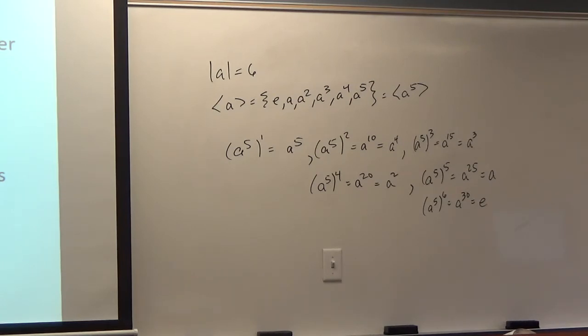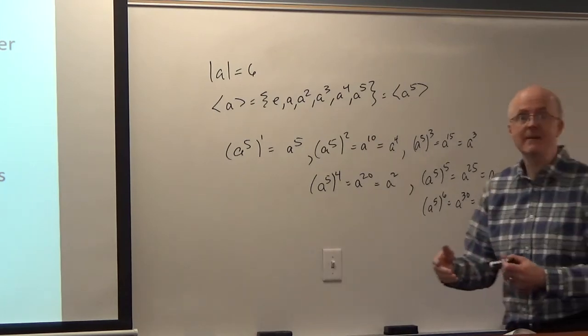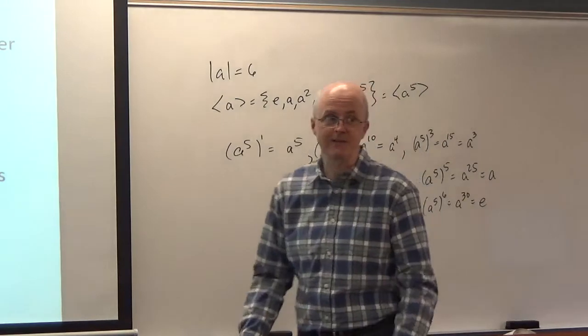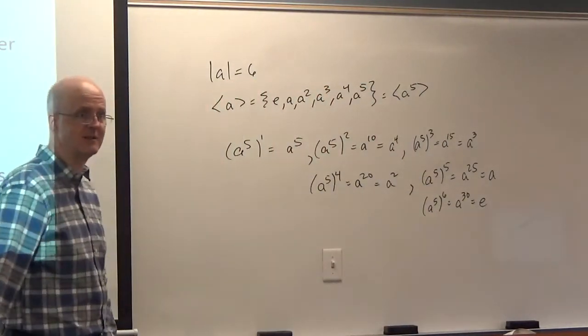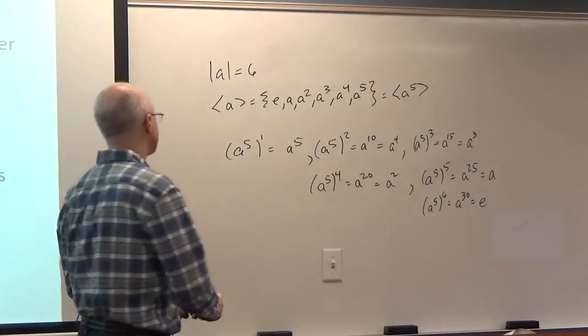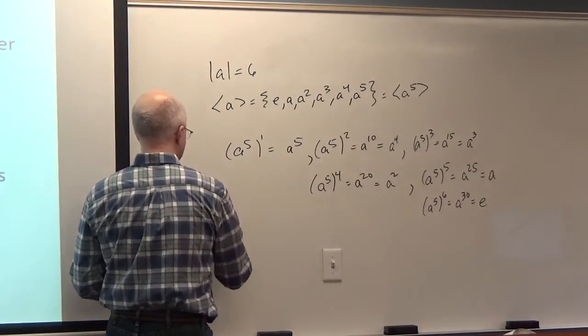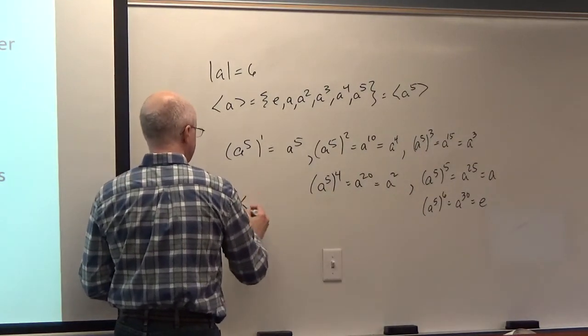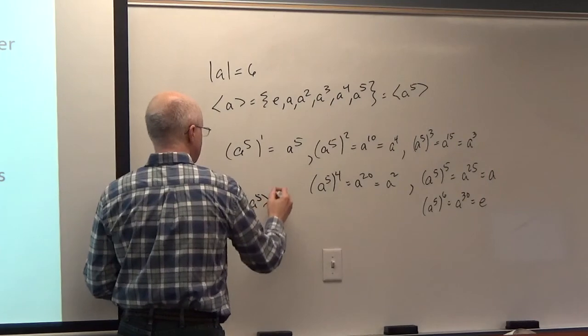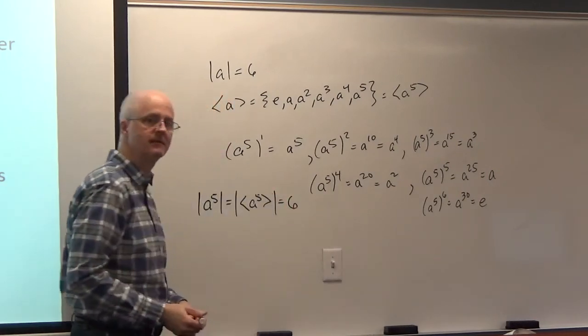So yeah, A to the 5th is a generator. It also has order 6. It's also going to be true that the order of an element is the same as the order of the cyclic subgroup it generates. This shows that. The order of A to the 5th is the same as the order of the cyclic group it generates. In this example, that's 6.